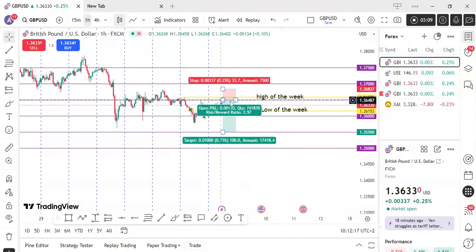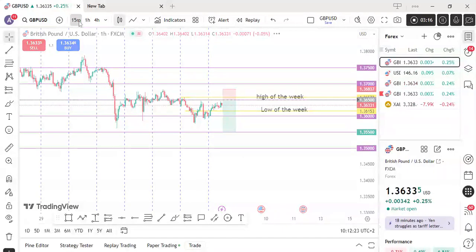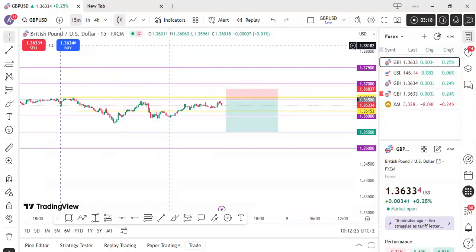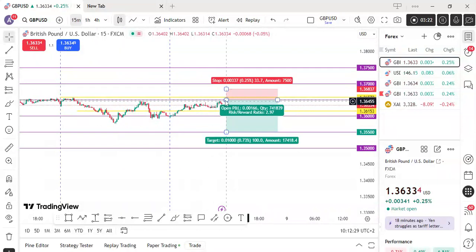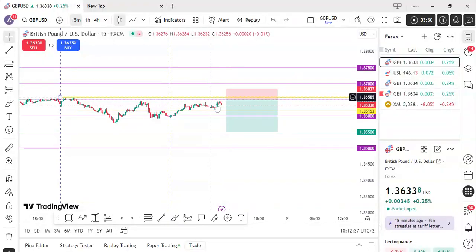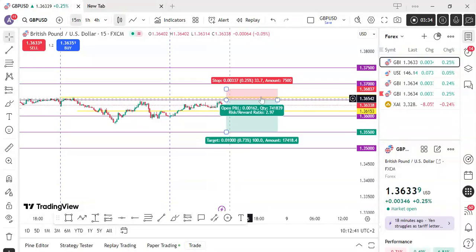Once I find these confluences aligning, I'm going to execute on my small time frame. I'm going to be looking for an EMO pattern on the 15-minute time frame, which is my entry time frame, on top of these levels here. I'm looking for an EMO pattern to be formed before I can go in for a sell.